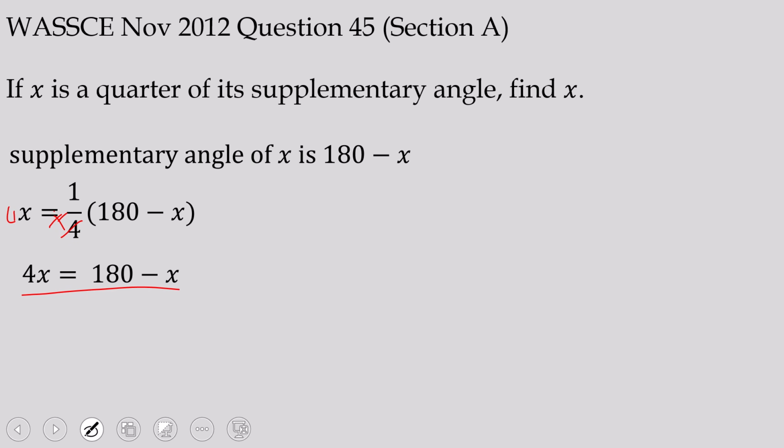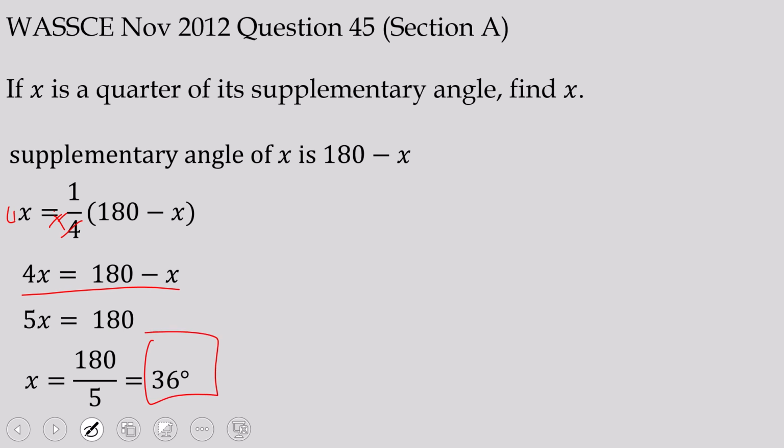I move the negative x to the left hand side. I am going to get 5x is equal to 180. I divide both sides by 5. And I end up with x is equal to 36 degrees. So the x in this case is 36 degrees.